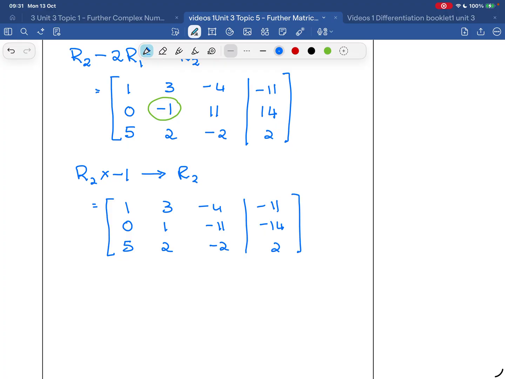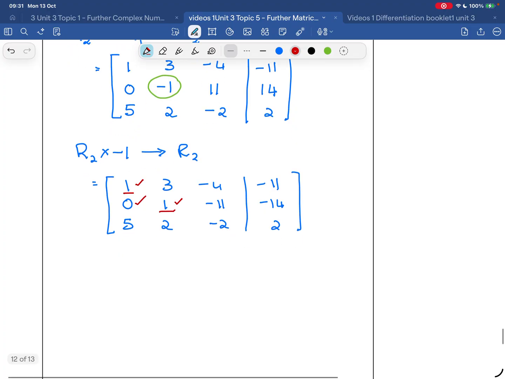Okay, awesome. So now I have 1s in my main diagonal over here and here, which is what I'm looking for. So that one's okay, that one's okay. I've got my 0 there. The next thing I'm going to be trying to get is a 0 here, a 0 here, and I need a 1 over here.